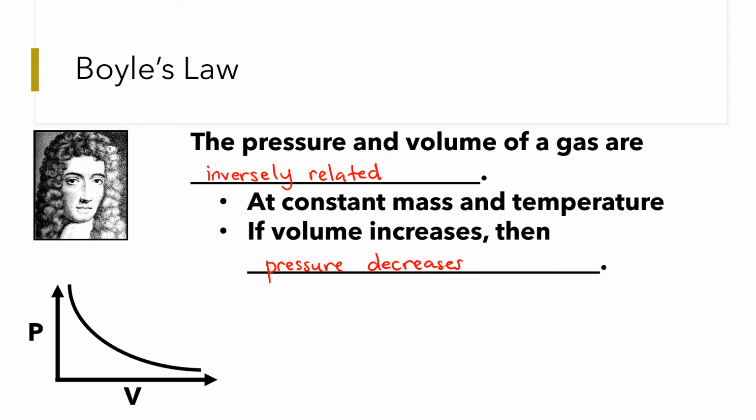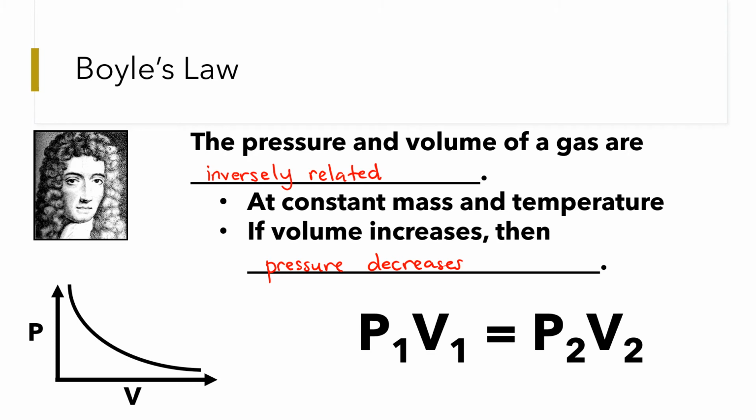This can be represented by an equation, y'all. We have P1 V1 equals P2 V2. This was created from the previous slide. I said PV, when multiplied together, creates a constant. So we can set these two equal to each other, but differentiating by the two different values.